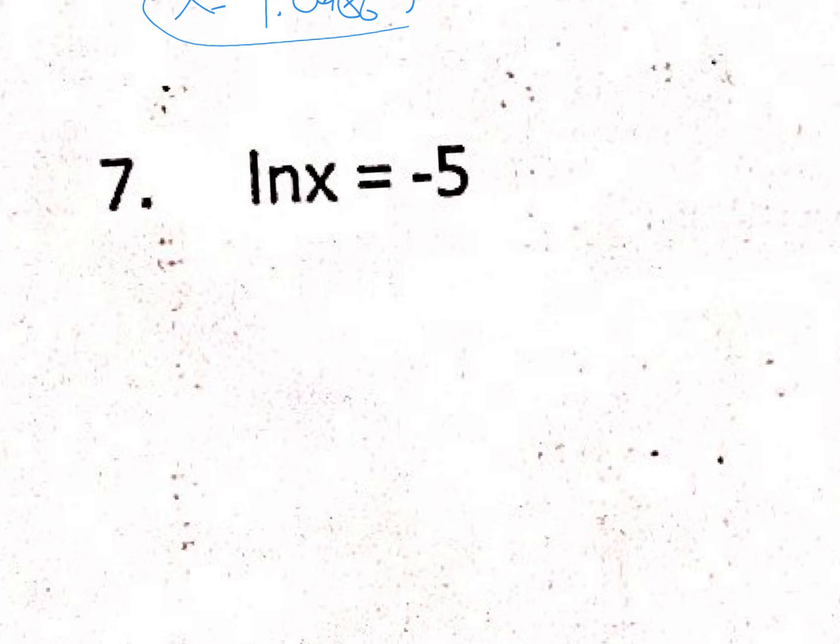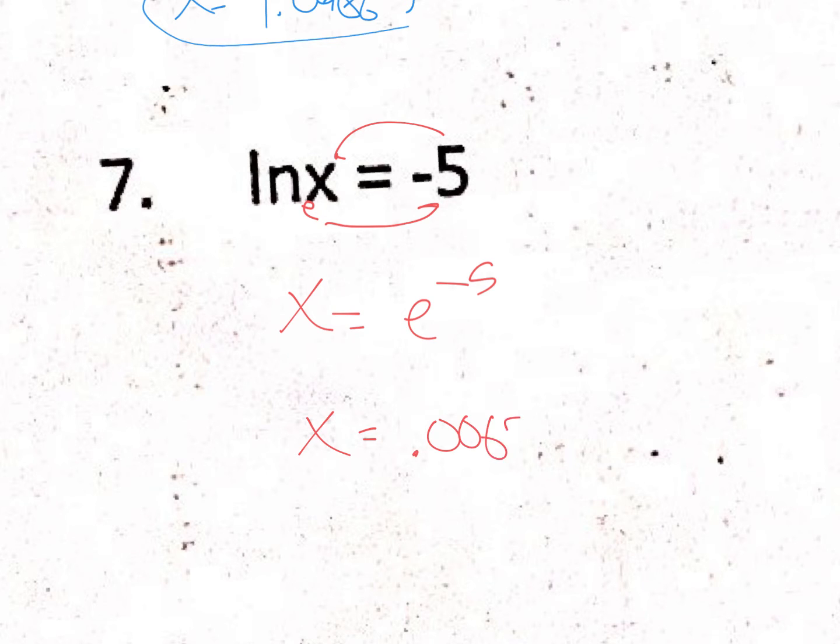Let's go to 7. 7, same deal. If you see natural log, the base is really e, and you do the same thing. E to that power equals x. So I'm going to go x equals e to the negative 5th power. Just punch that in. E to the negative 5th. I'm getting 0.0067.